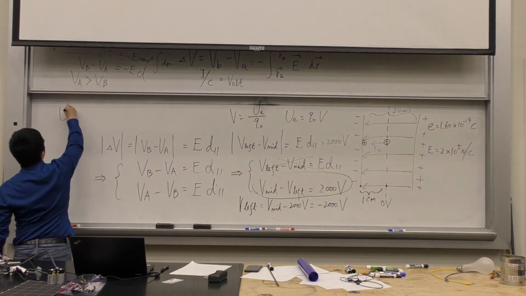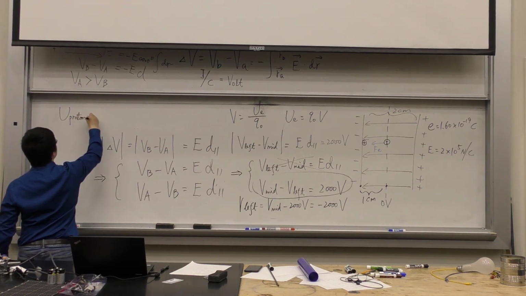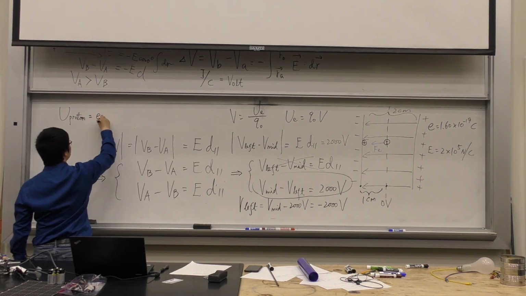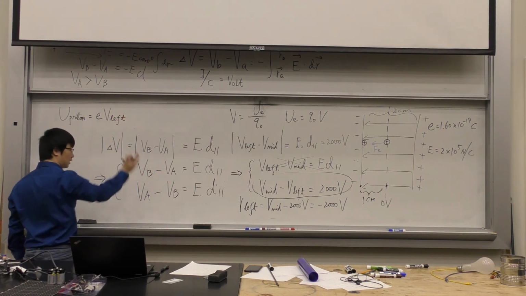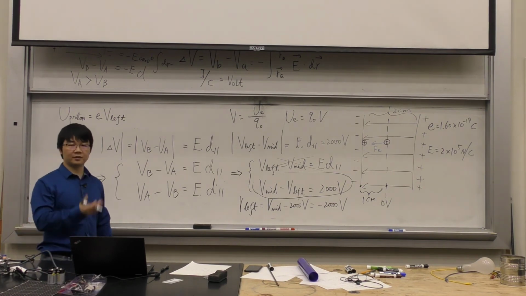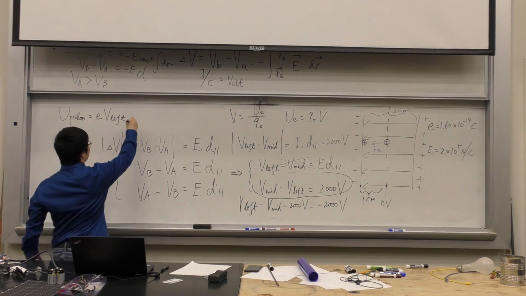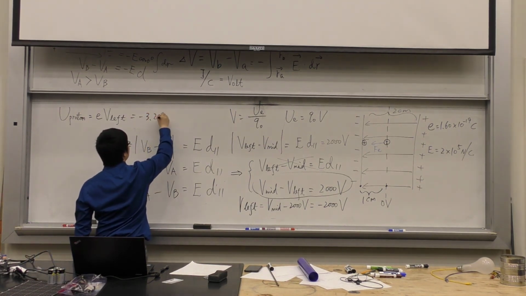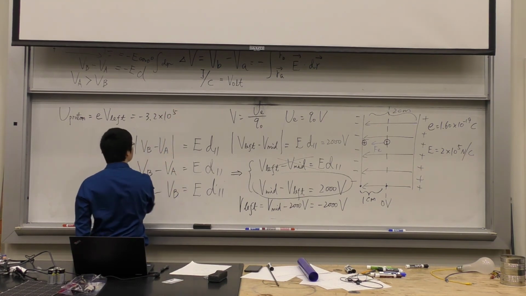So I'm going to do the proton, right? On the left plate, it's just going to be the charge of the proton, which is E, multiplied by the potential I just found. If there's any negative number, keep it there, because I don't see any negative sign in these definitions, okay? That's going to be negative 3.2 times 10 to the negative 16.